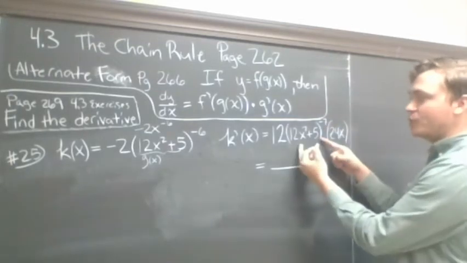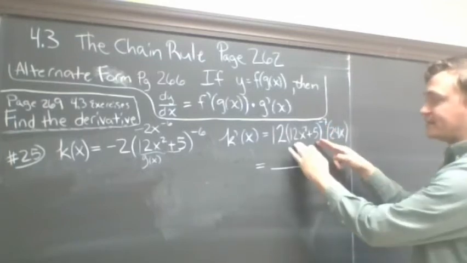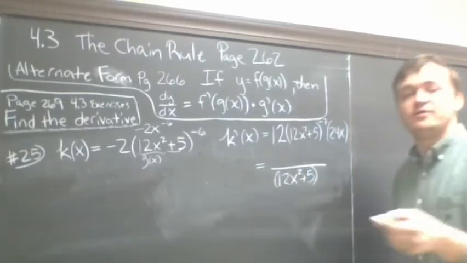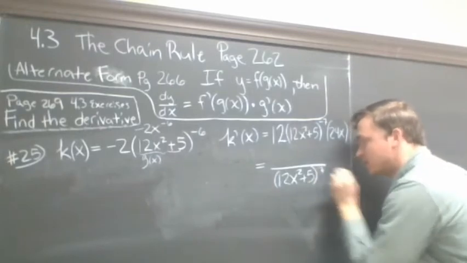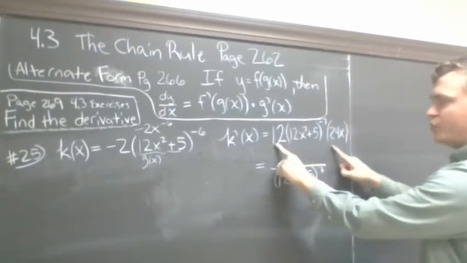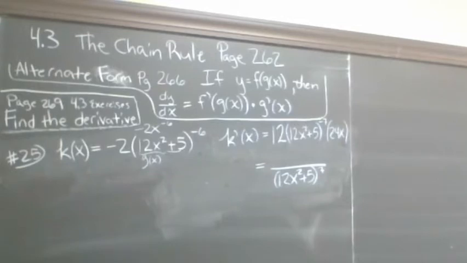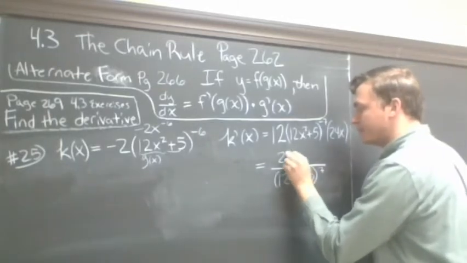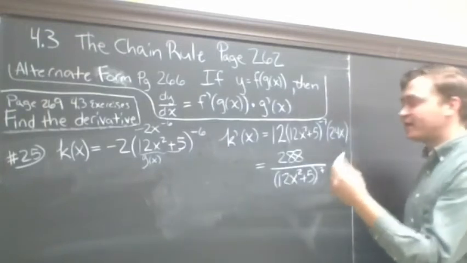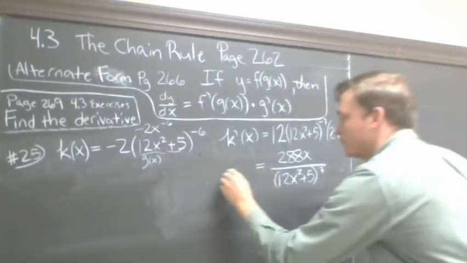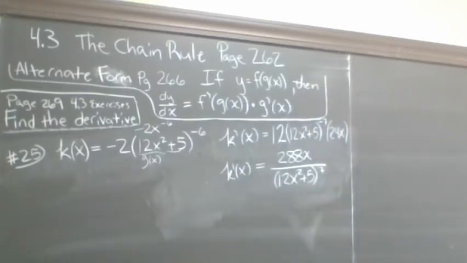If you have a negative exponent in the numerator, you can make that negative exponent positive by placing that factor into a denominator. So this 12x squared plus 5, when we place it into the denominator, that negative 7 exponent becomes positive 7. And so here we are left with, in our numerator, 12 times 24x. Well, we go into our calculator and multiply together 12 and 24, and we get 288. Of course, this factor of x is a factor, so it stays attached in terms of multiplication. Our derivative, k prime of x, is equal to the rational function, 288x divided by the quantity 12x squared plus 5 to the power of 7.